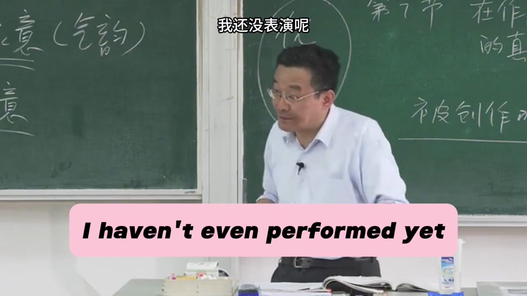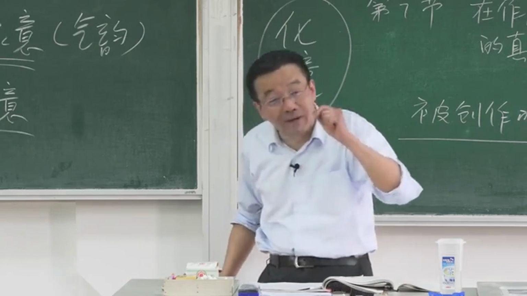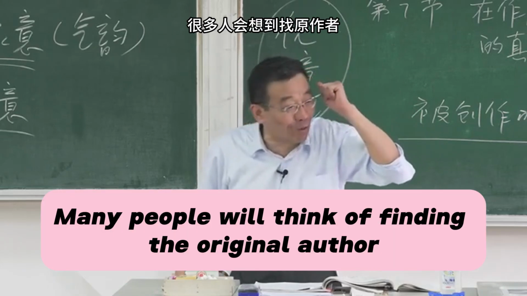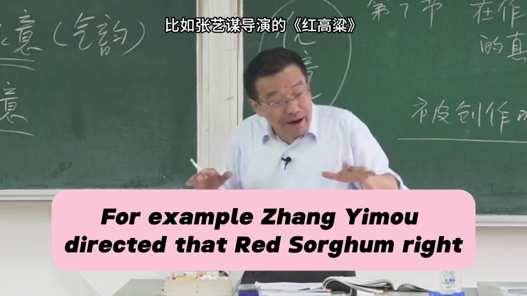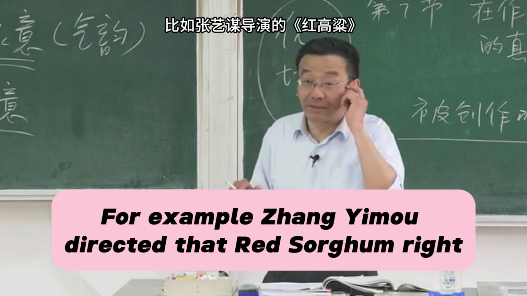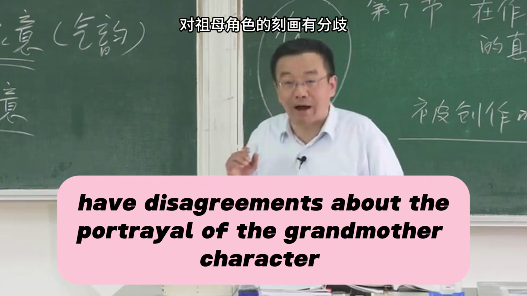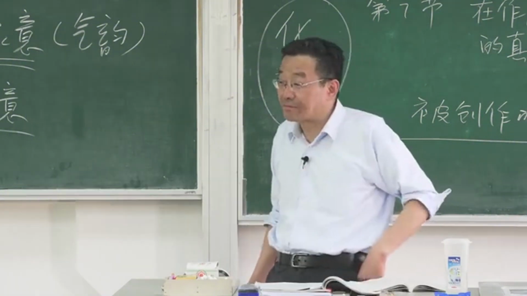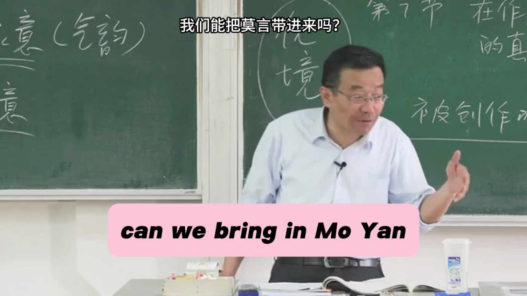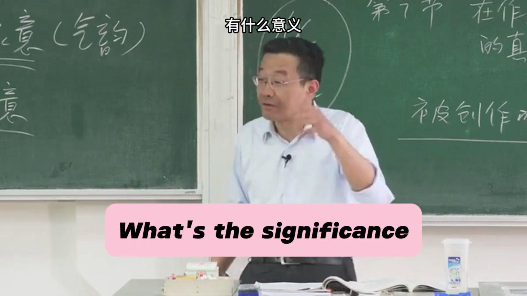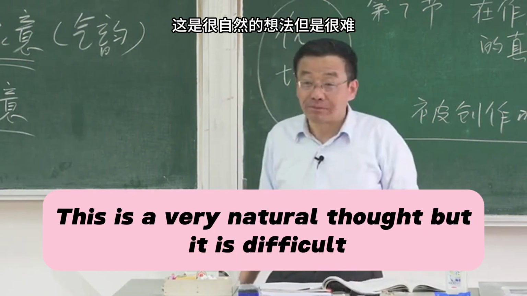I haven't even performed yet. This film hasn't been shot yet. Where is the mediation here? Many people will think of finding the original author, right? Assuming the original author is still alive. For example, Zhang Yimou directed that Red Sorghum, right? Assuming Zhang Yimou and Gong Li have disagreements about the portrayal of the grandmother character, right? If this disagreement becomes serious, and neither can accept the other, can we bring in Mo Yan? What's the significance? What's the meaning? This is a very natural thought, but it is difficult.